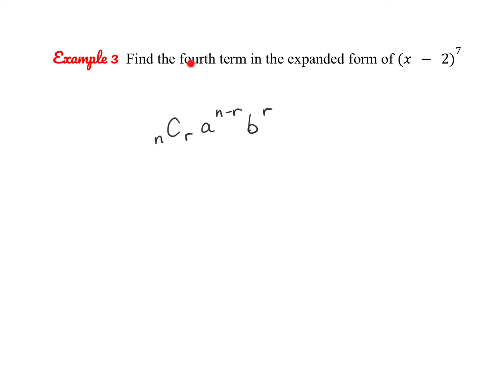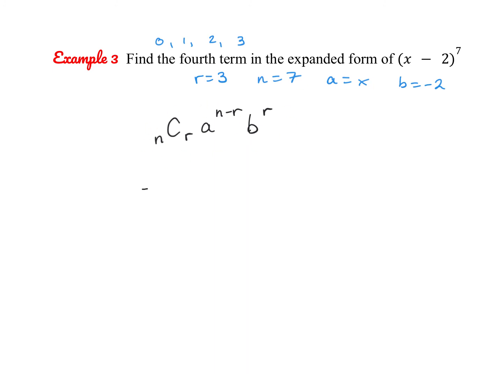So when you're finding the fourth term in line, that's actually going to be when r is 3, because it's 0, 1, 2, 3. So the fourth term is actually when r is 3. And since the expansion is to the power of 7, we know that n is 7. And then in this case, a is x, that first term, and b is negative 2. So once you've found these, you're really just plugging it into this formula here.